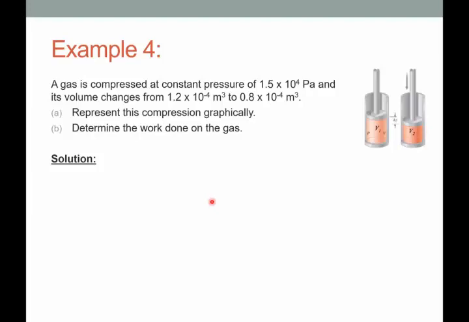We now do a practice on the work done by a gas. Here we have a gas that is compressed at constant pressure of 1.5 times 10 to the power of 4 pascals. Its volume changes from 1.2 to 0.8 times 10 to the power minus 4 meter cube. Represent this compression graphically and then determine the work done on the gas.